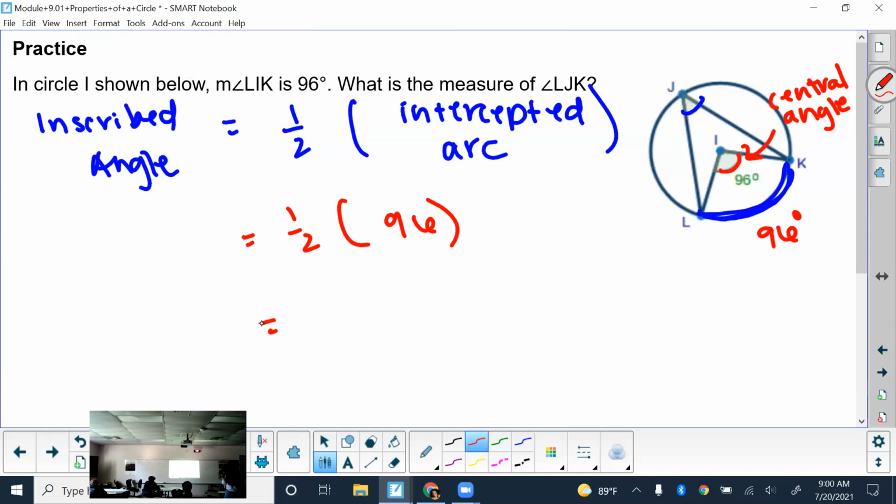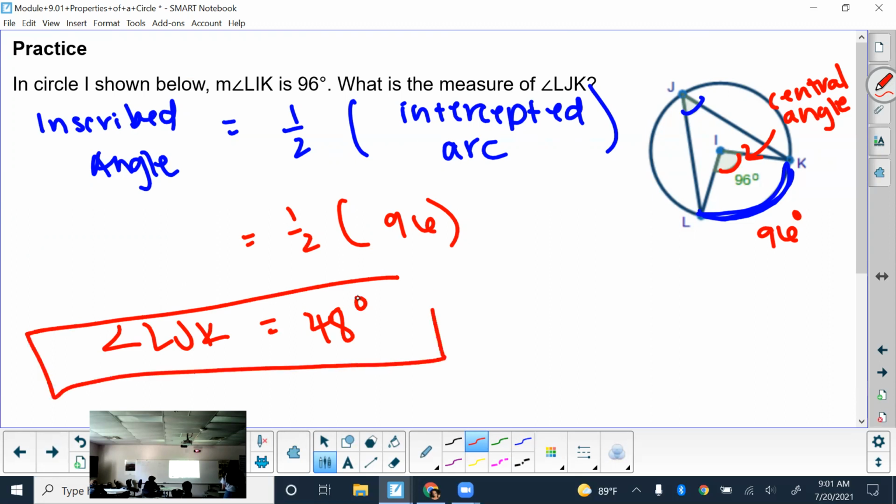What's half of 96? Or 0.5? 48. All right, so that means my inscribed angle is 48. Questions? Sorry, I know this is kind of taking long, but bear with me. Questions? All right, so we'll keep going.